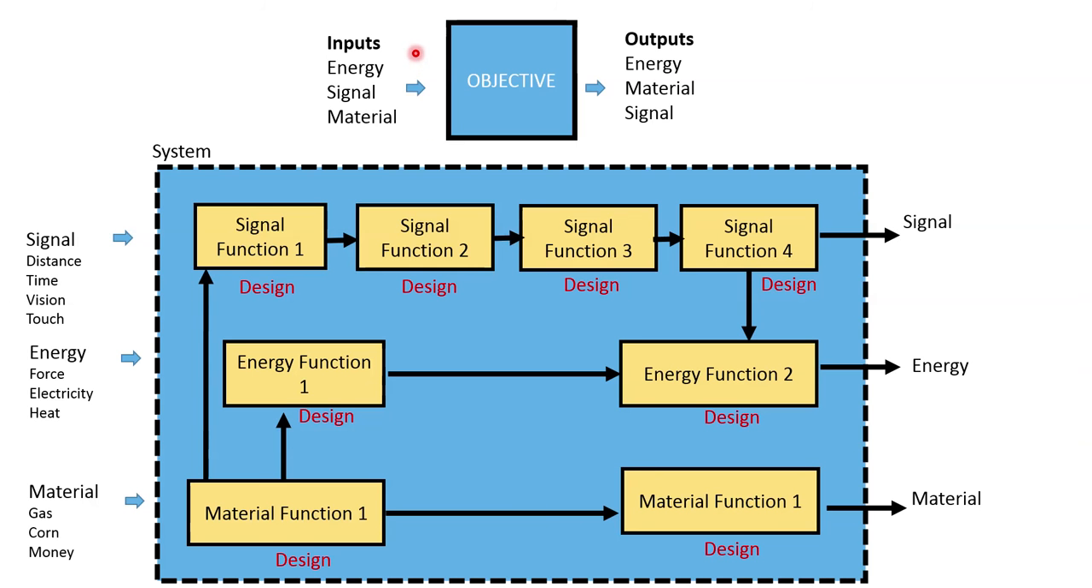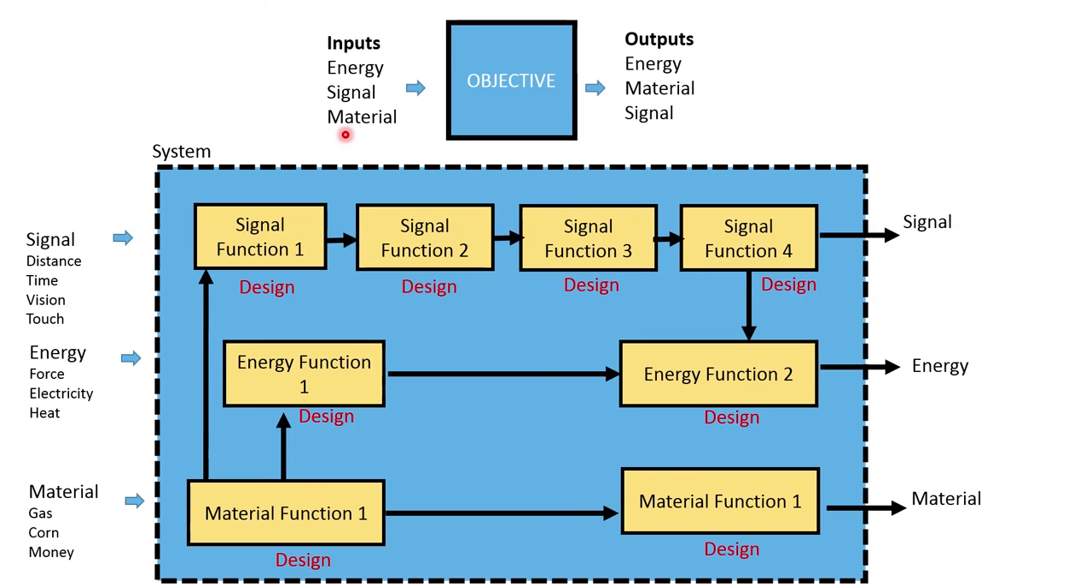In a function diagram, on the left we have inputs. There are three kinds of inputs: energy, a signal input, and a material input. These can be things like distance, time, vision, touch for signal inputs; force, electricity, or heat for energy inputs; and for material, you can have things that your system interacts with. For example, cars interact with gas, farming equipment does corn, and vending machines interact with money. So those are your inputs.